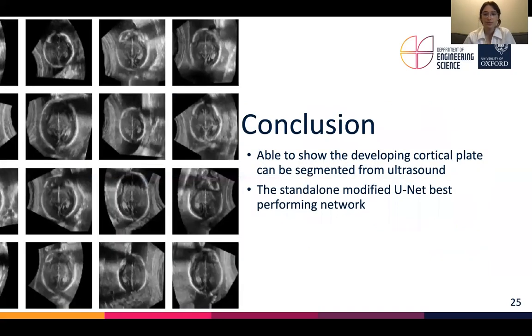So in conclusion, we've been able to show it's possible to segment the developing cortex from ultrasound volumes, which to our knowledge has not been performed before. And we found that although multitask learning has been found to improve performance across similar tasks, for our task, the modified UNet worked the best.